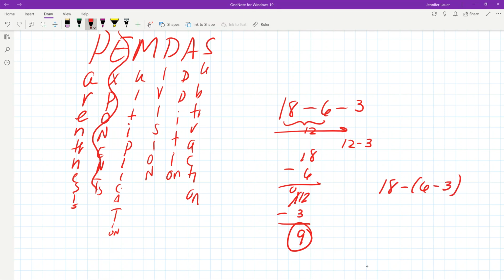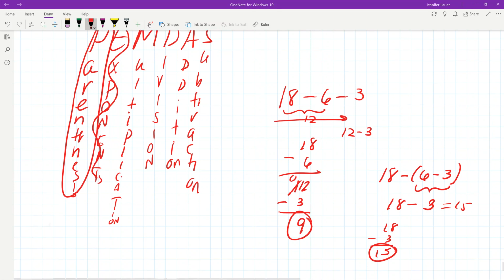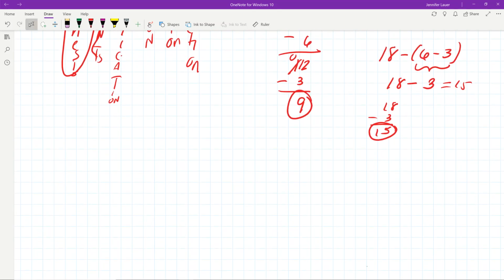Now it's all subtraction, but guess what? I have a parentheses. So I have to do my parentheses first. 6 minus 3 is 3. Then I'm going to say 18 minus 3. Now look at this. The answer is 15. Do you see the difference now? So order of operations is extremely important. You need to make sure you are following your order of operations. So let's try another one.